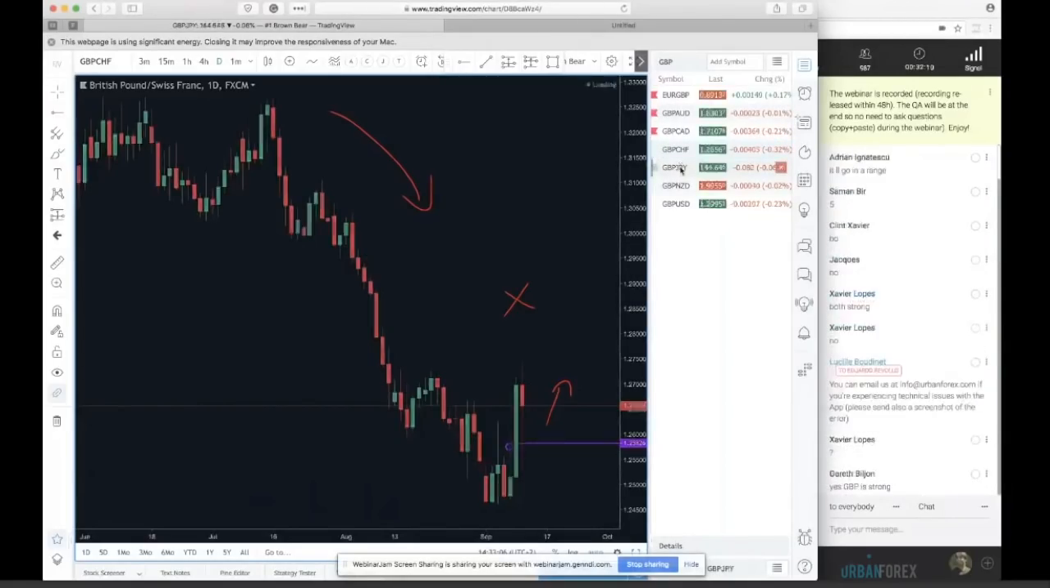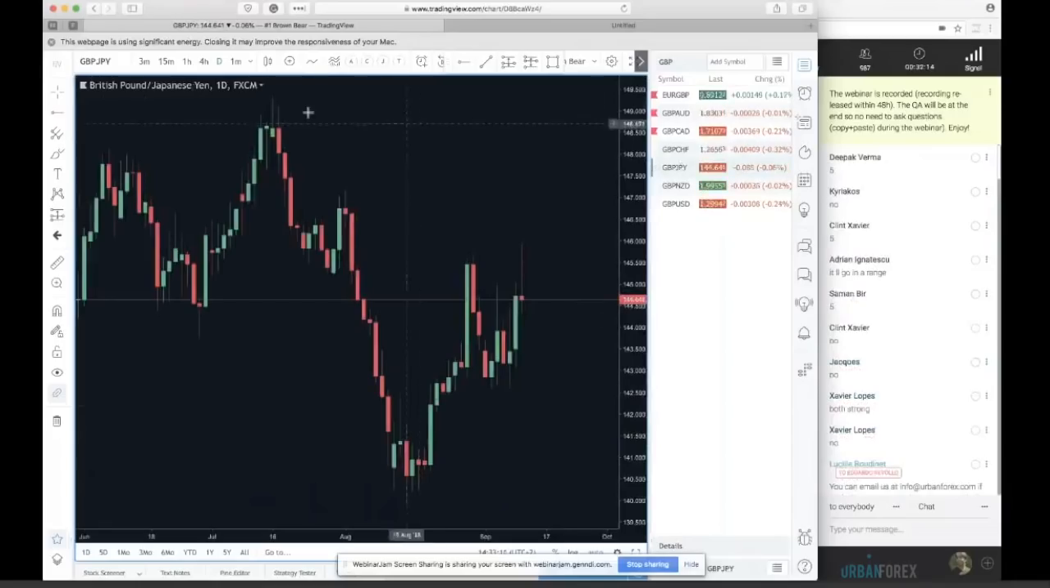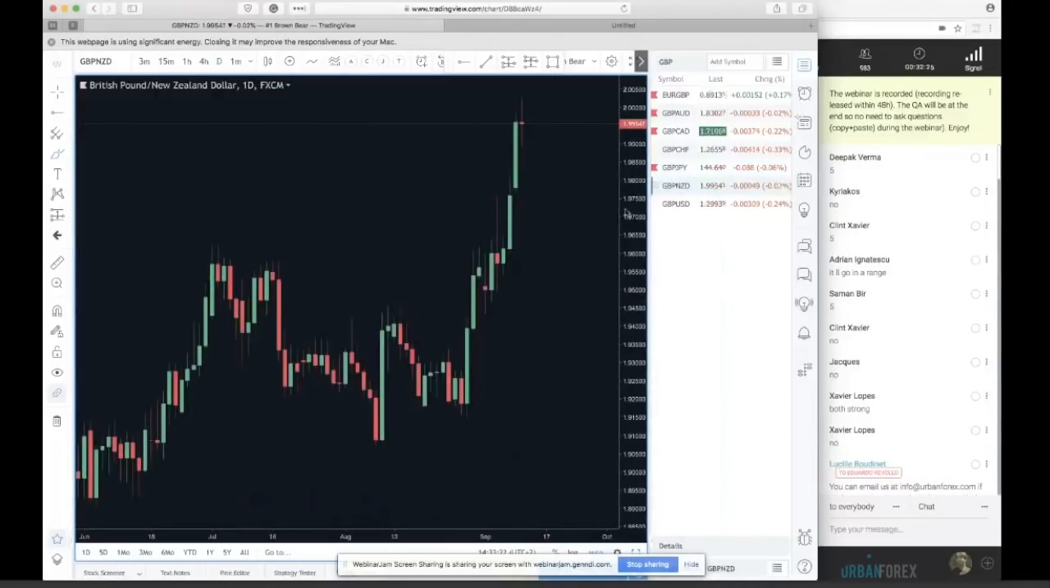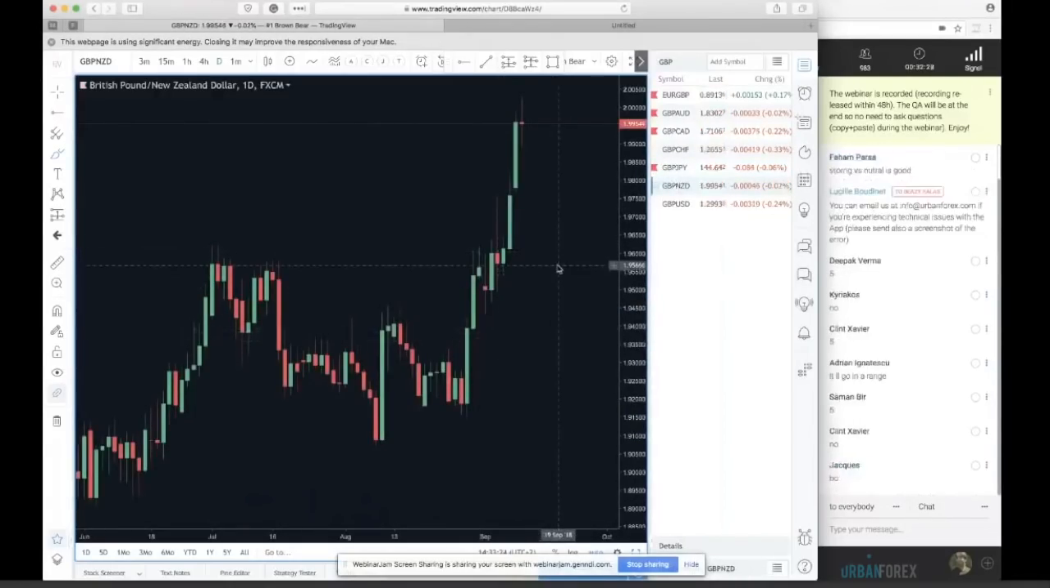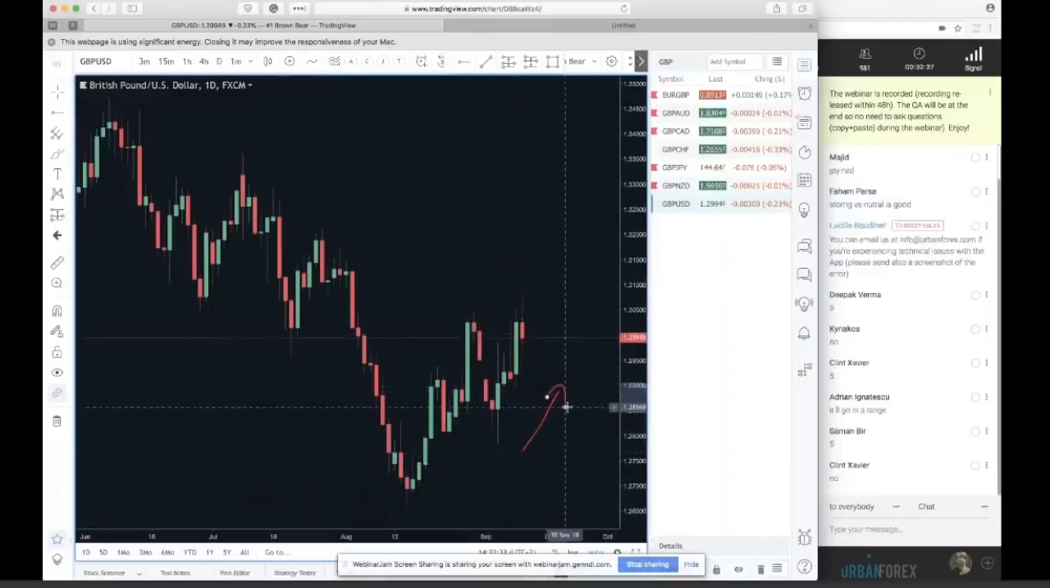Let's take a look at pound yen. And pound yen is also saying, well, recently we're making higher high, higher low sequences. Okay, so that one is also strong. Let's take a look at pound New Zealand. Okay, this is also nice. Pound is strong and New Zealand is weak. This is fantastic. Pound USD. Okay, pound is strong and USD is not interfering. This one is also pretty decent. It is going up and making higher highs.